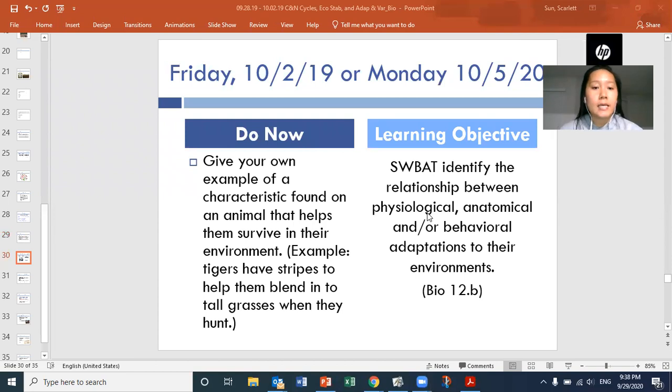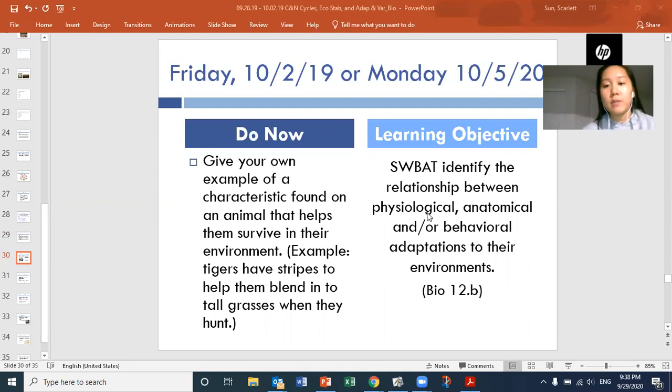Our do now: give your own example of a characteristic found on an animal that helps them survive in their environment. The example I thought of that you guys shouldn't be copying, so try to think of a different one, is that tigers have stripes, right? And that helps them blend into tall grasses when they hunt for prey, because their stripes look like the same patterns as grasses when they're moving and swaying in the wind. So that's also called camouflage, right? So that is an adaptation that tigers have that help them survive in their environments. So think of one of your own and write it out for me.